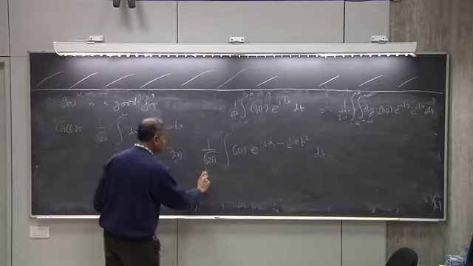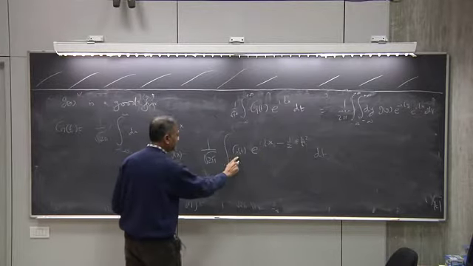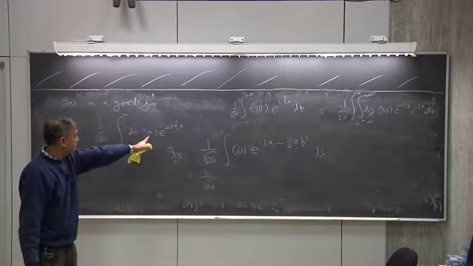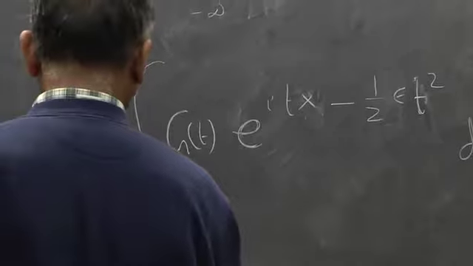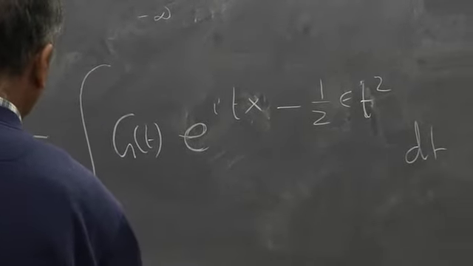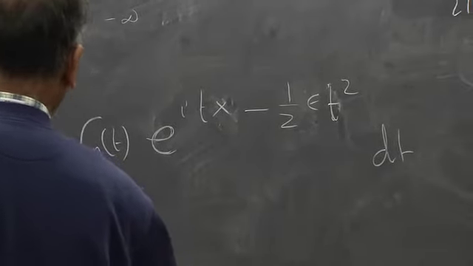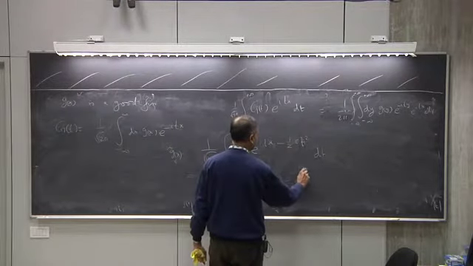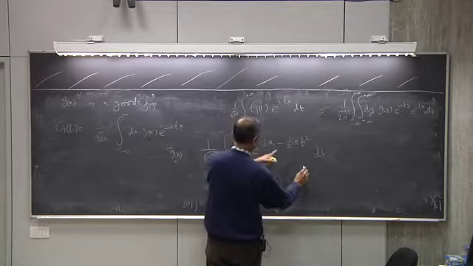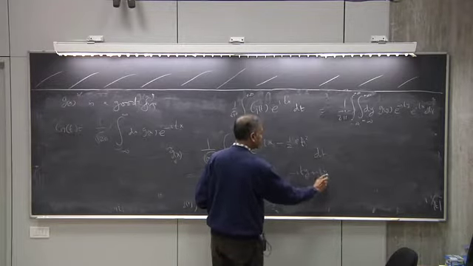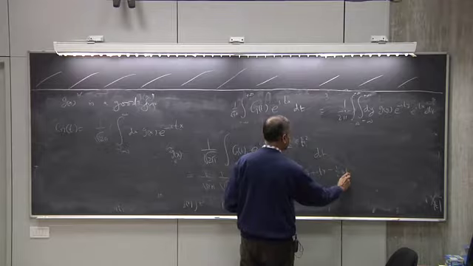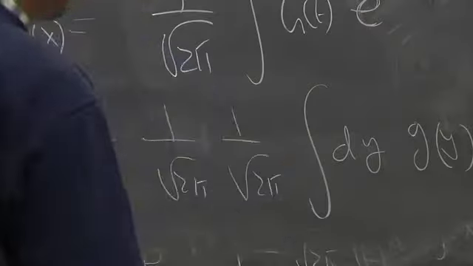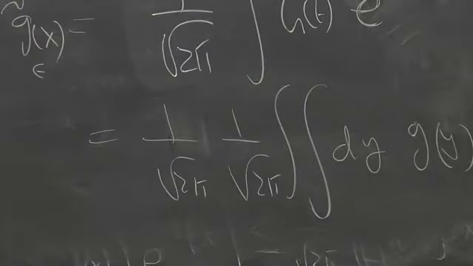Okay, so this is the same as 1 over root 2 pi, and then use this definition of this thing with a dummy variable. I don't want to use the same x here, so I put y. So there is another 1 over root 2 pi, dy gy e to the minus ity, and then you have plus itx minus half epsilon t square dt. There are two integrals here, y and t.